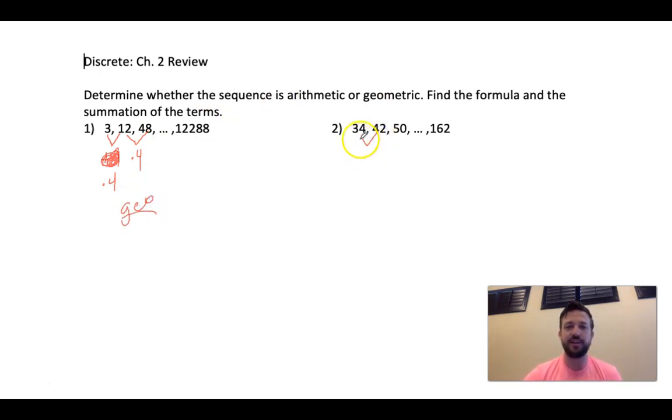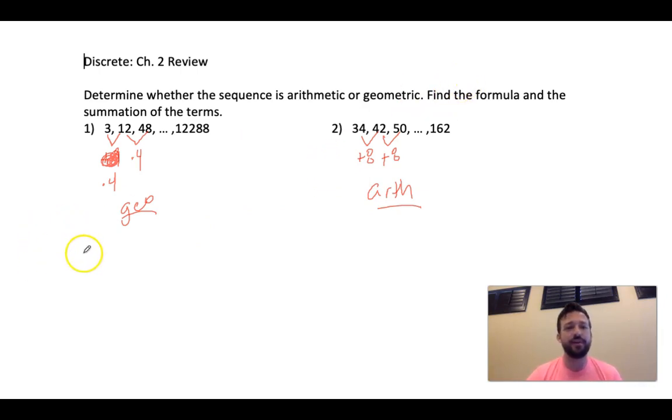Let's check if this one is arithmetic. Okay, there to there, looks like it's plus 8. Let me just double check that. I don't want to do something stupid on here. 34 plus 8 is 42. Perfect. Then the next one is also plus 8. Yeah? So it looks as though this one is arithmetic. So we have determined what each one of them are.